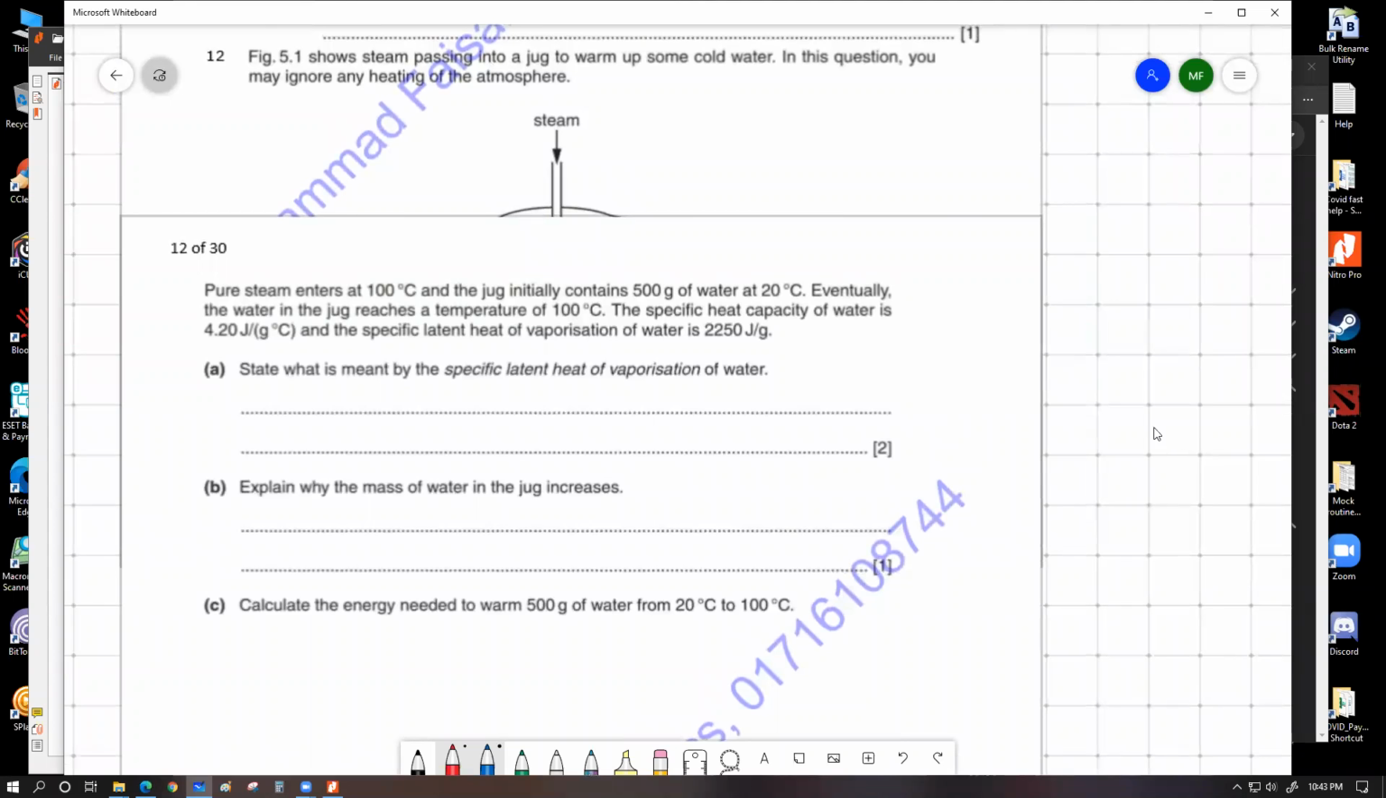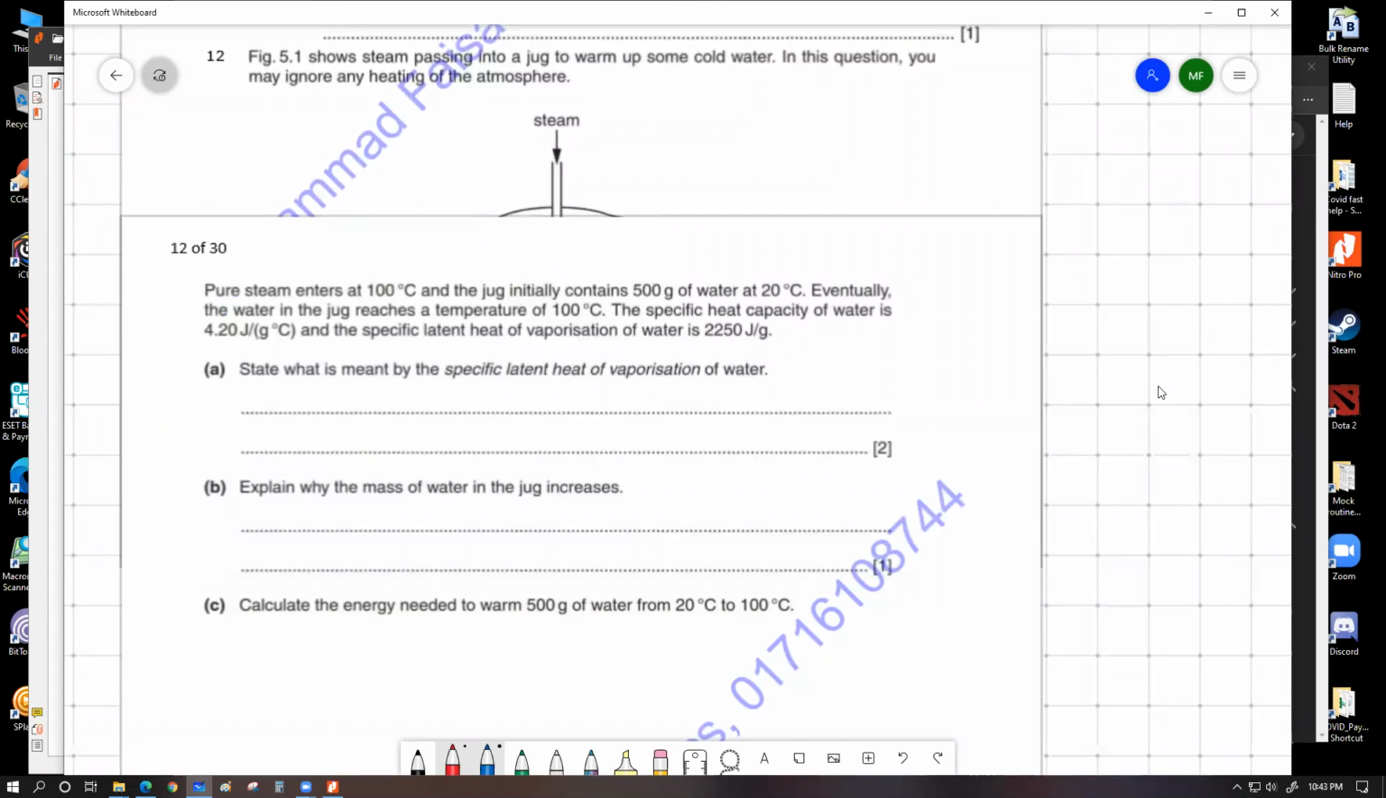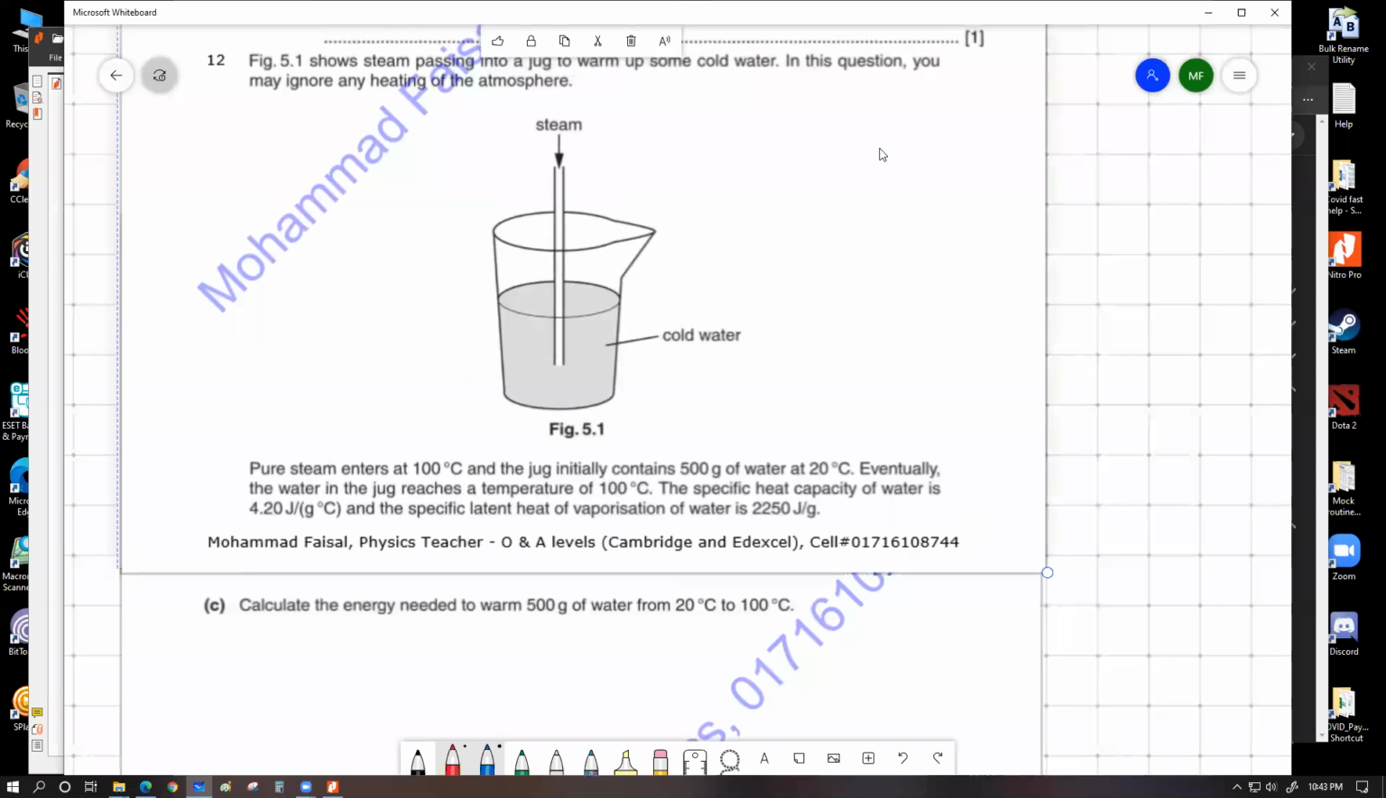Read the question. Figure 5.1 shows steam passing into a jug to warm up some cold water. In this question, you may ignore any heating of the atmosphere. Pure steam enters at 100 degrees Celsius and the jug initially contains 500 grams of water at 20 degrees Celsius. Eventually, the water in the jug reaches a temperature of 100 degrees Celsius. The specific heat capacity of water is 4.20 joule per gram per degree Celsius and the specific latent heat of water is this much.